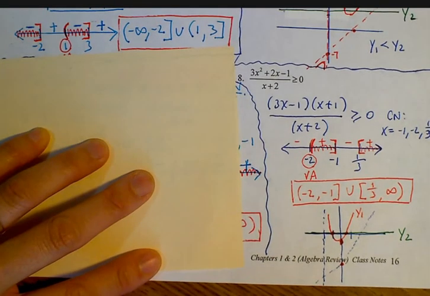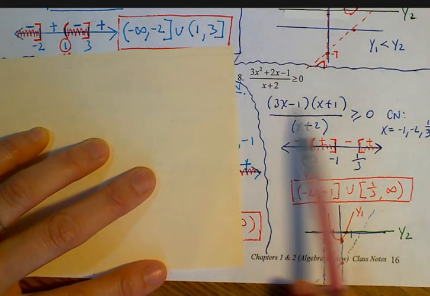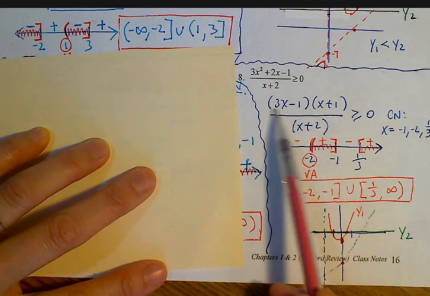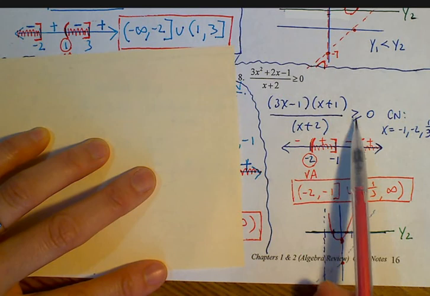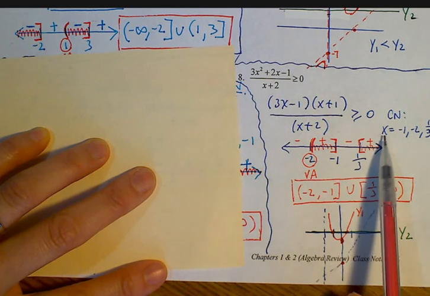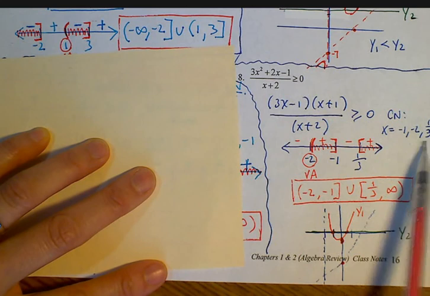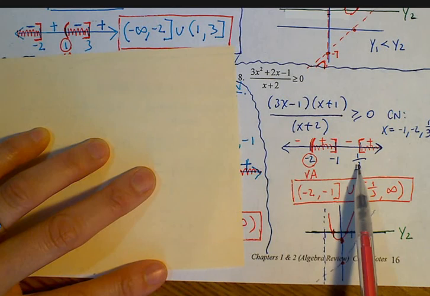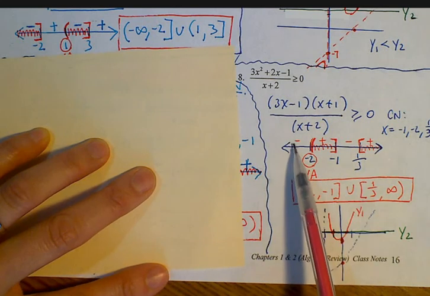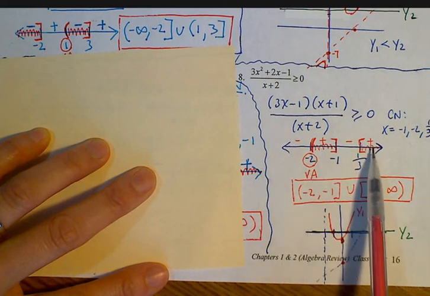So in problem number 8, everything's shifted to the left side already, so I'll just factor the numerator, and I get 3x minus 1 and x plus 1 divided by x plus 2, and that's greater than or equal to 0. So my critical numbers are at negative 1, negative 2, and 1/3. I do my signs chart, and I have negative 2, negative 1, and positive a third. So this is a negative in this interval, a positive, a negative, and a positive.